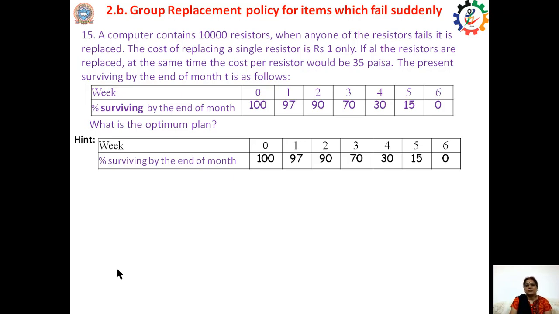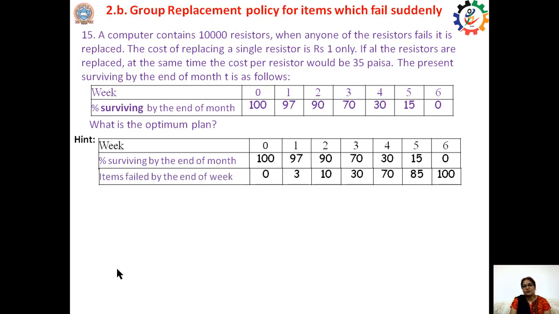So 0th year 100, first year 97. 97 resistors are surviving means how many failed? 3. By the end of the second week, by the end of the month, it is not week, it is month, surviving. So it is continuously decreasing. If surviving is continuously decreasing, then it's understood that cumulative is given. So what should we do? The pattern is quite opposite to failure. Items failed by the end of the week, not surviving: just subtract from 100.